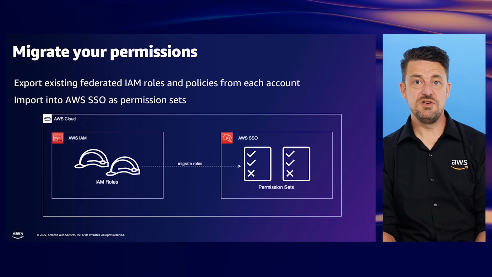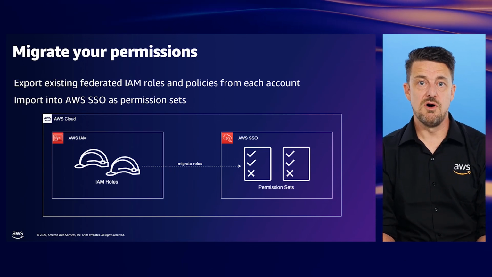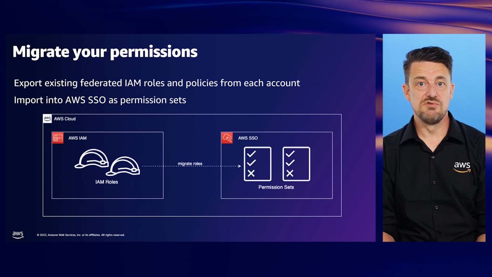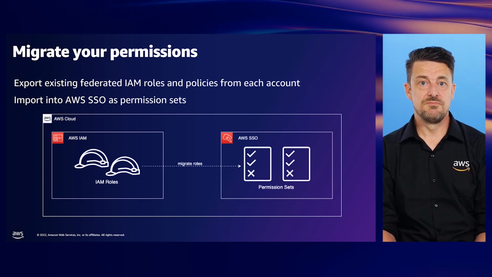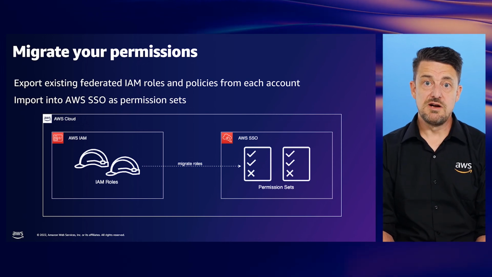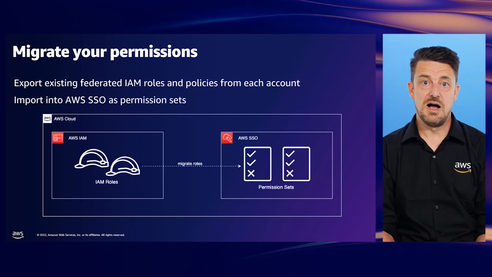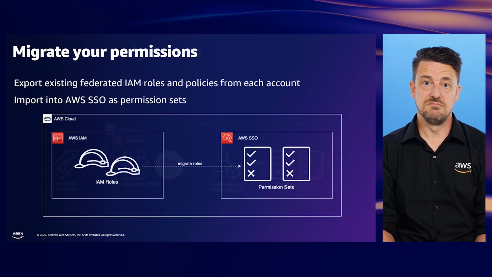Next, we create permission sets that contain the equivalent IAM policies from our accounts. We'll provide a link to some code later in the presentation to make this process easy. This code will recreate permission sets from your existing IAM policies that you have configured in your AWS Organization's accounts.